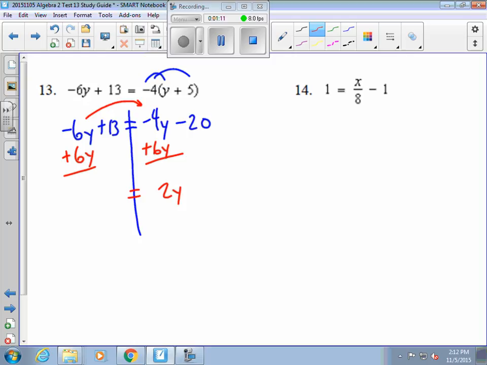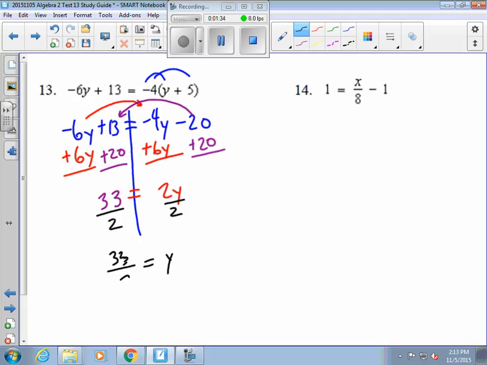And we could also bring over our negative 20 to the other side by adding 20 to both sides. If you add it to the right, add it to the left again. 13 plus 20, same signs. You add them up, and you get 33. So 2y is equal to 33. Divide by 2 on both sides. And y equals, and that's an improper fraction, but it is reduced, 33 over 2.